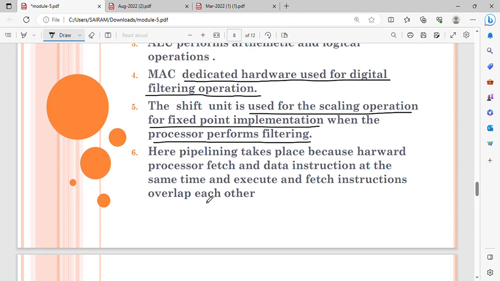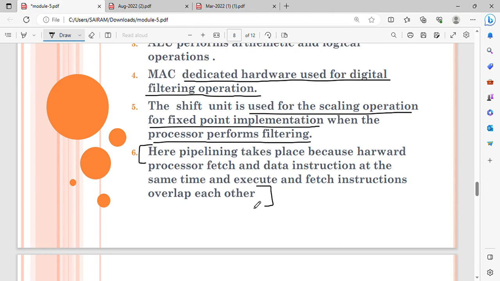And here the sixth point is very much important. So here pipelining takes place because our processor fetch the, just a minute, I just missed something here. Yeah, I just missed something, students, just a minute here. Yeah, I did not even see through that.